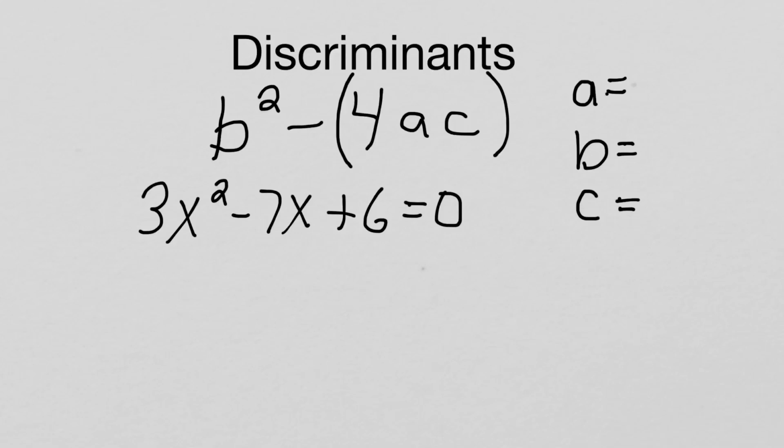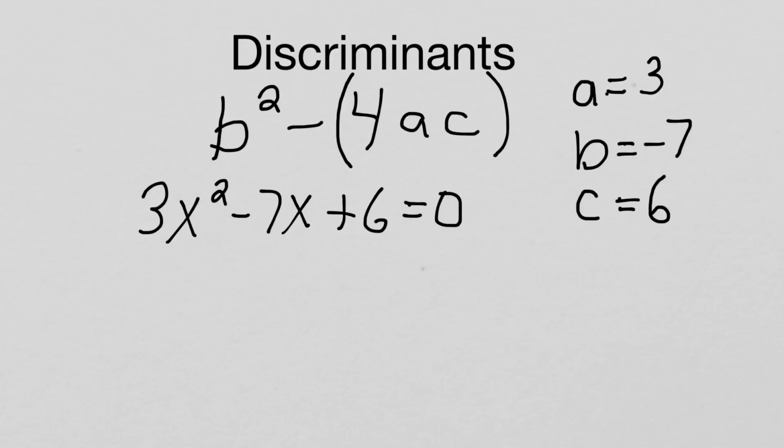All right, this is the last example I'm going to do. Here it is in standard form. I need to figure out my A, B's, and C's. Hopefully by now you're getting fairly quick at seeing this. My A is 3. My B is going to be -7 because I got -7x. And my C is going to be 6 because I have +6.